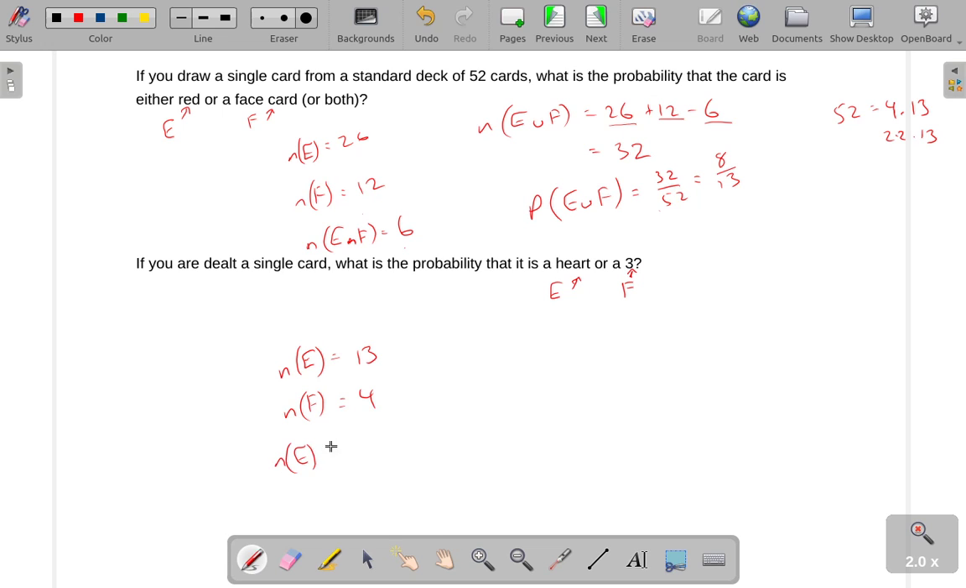N of E intersect F: we're talking about a card that is both a heart and a 3. Well, there's only one of those, the 3 of hearts. And so if we want to use the union rule here, N of E union F is going to be 13 plus 4 minus 1, and that's equal to 16. And thus the probability of E union F is 16 out of 52. And again, I can reduce this. It looks like there's only 4 that can cancel, so I get 4 out of 13 if I reduce it.